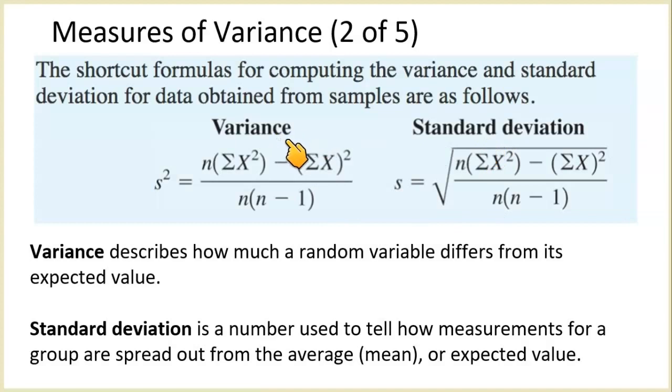And the variance just describes how much a random variable differs from its expected value. In this case, the expected value that we look for is the average, or the mean. And then a standard deviation is a number that is also used to tell us how spread out it is from the expected value. So more or less, statisticians use the standard deviation to describe the typical spread, or the typical variation each value is from the average. And so that's what we'll be able to discuss in this section.